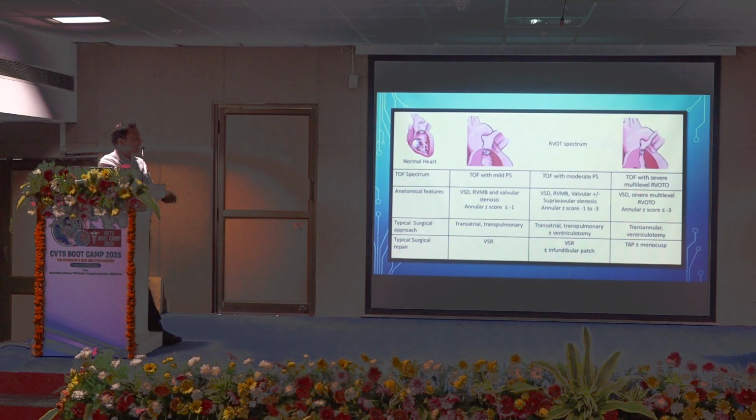Coming to the severe grade of RVOT obstruction, where there is multi-level obstruction and the Z score is less than -3, there we can go for a transannular patch with or without a monocusp valve. Again, it is a variation. Few surgeons prefer to put a valve, few surgeons don't prefer the valve, they just leave it with a transannular patch.